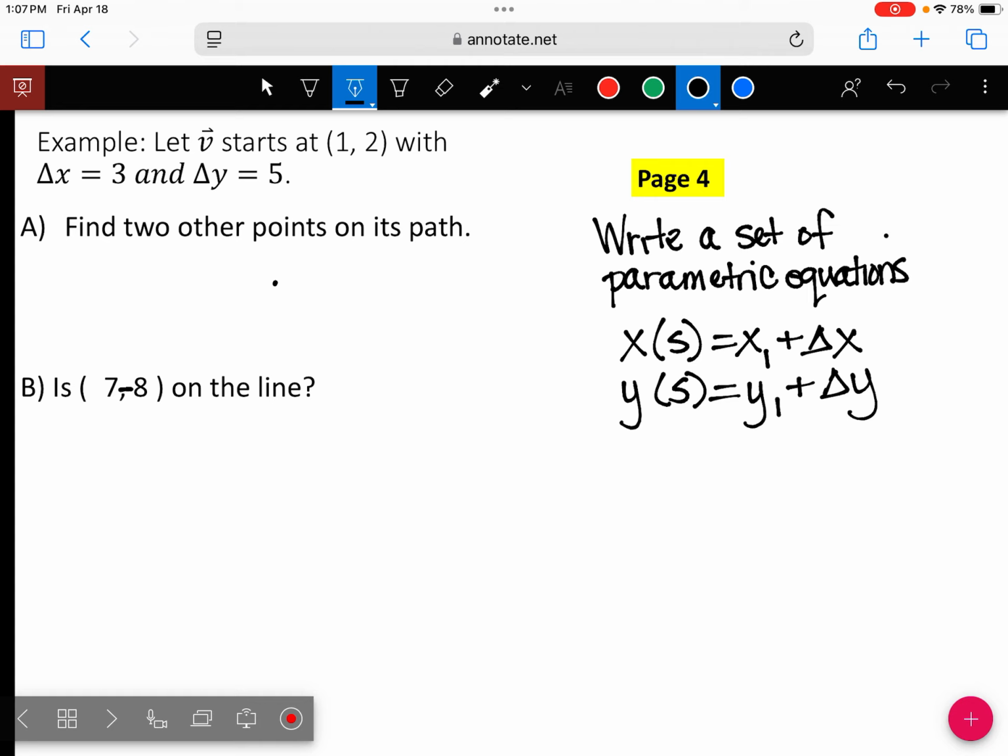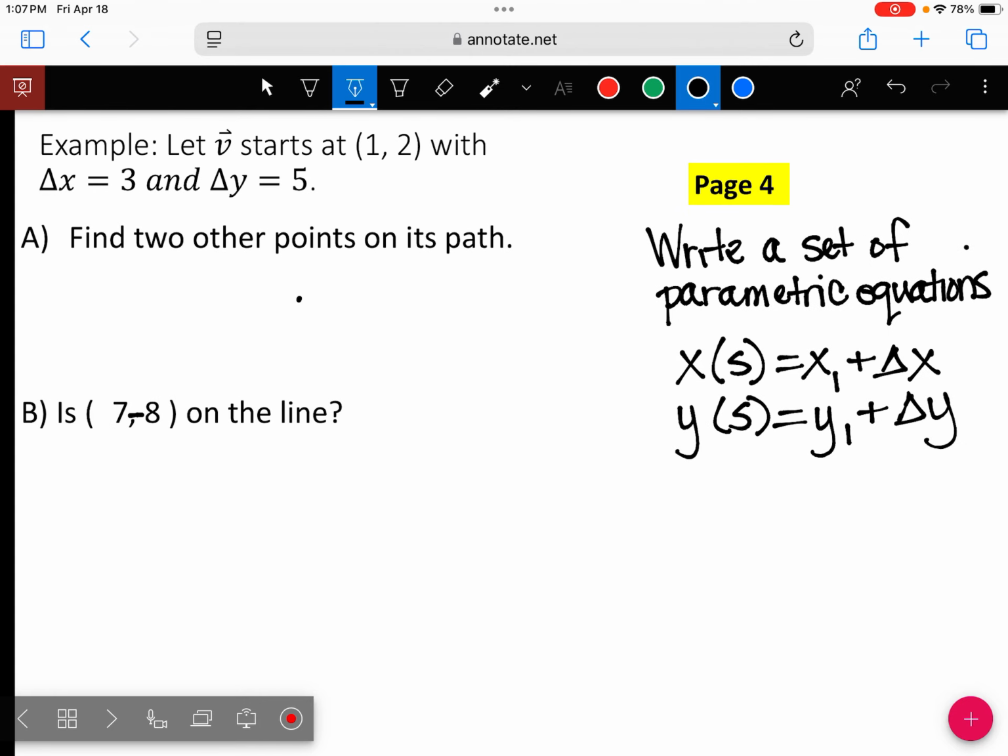So the first thing you're going to do when we look at this example, we have vector v, which starts at 1, 2. So that means that this is my x1 and my y1. Your start is your x1, y1. We have the change in x and we have the change in y. So x of s is going to equal 1 plus 3s.